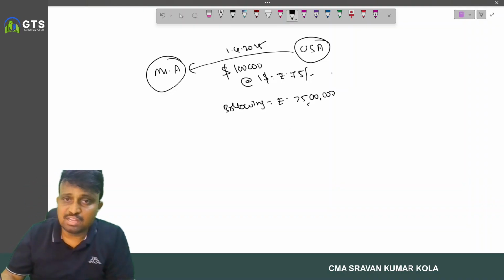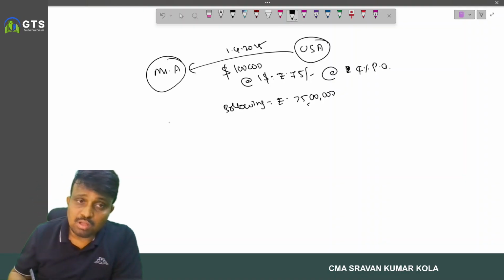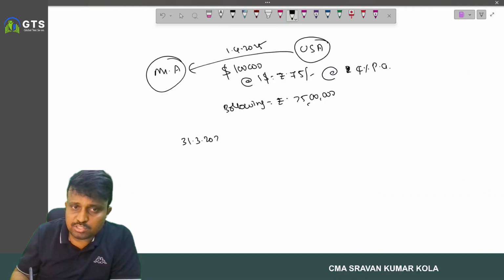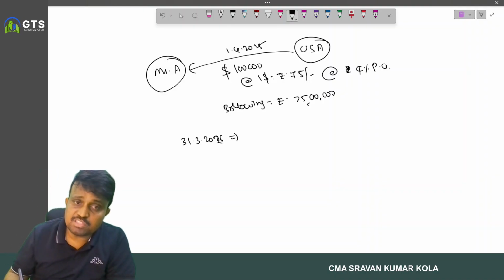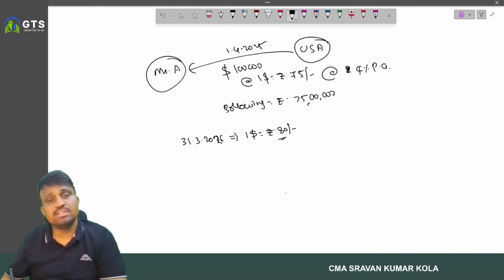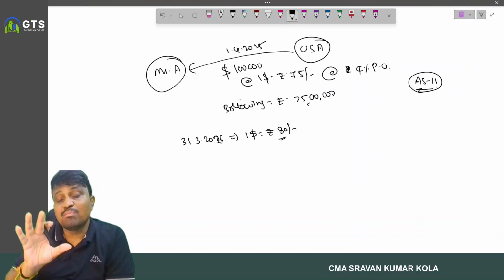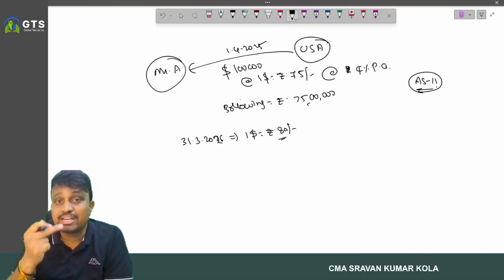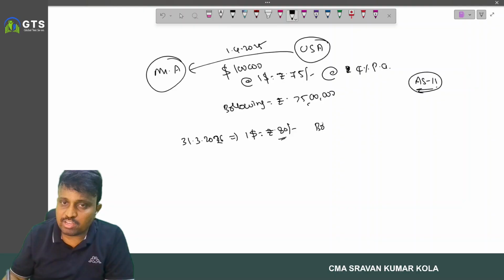Total borrowing is 75 lakh, and the rate of interest is say 4% per annum. On 31st March 2026, the borrowing is not cleared, but $1 is equal to say 80 rupees. As per AS 11, borrowing is a monetary item. It is required to be restated at the closing rate on the date of the balance sheet. So the borrowing will be what?